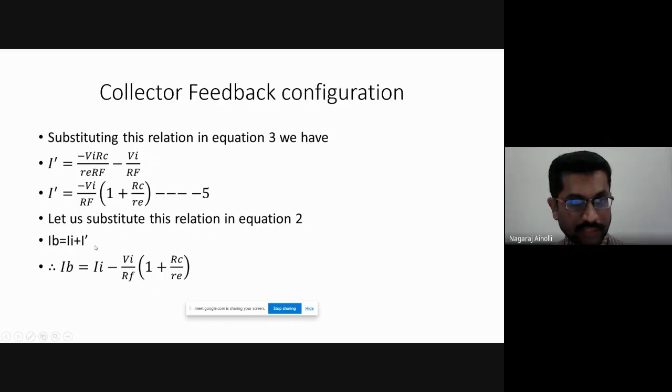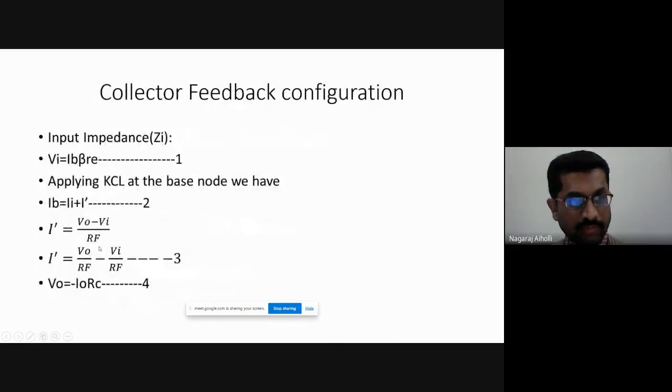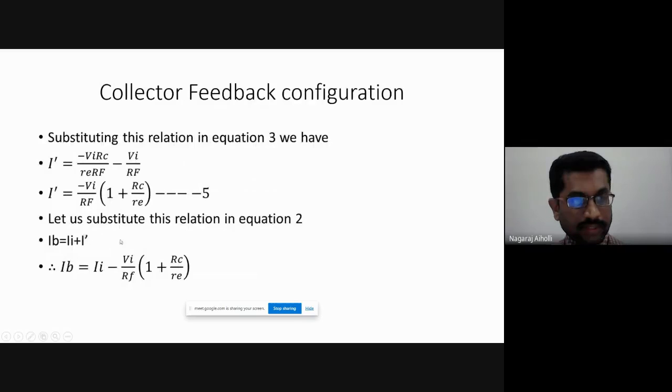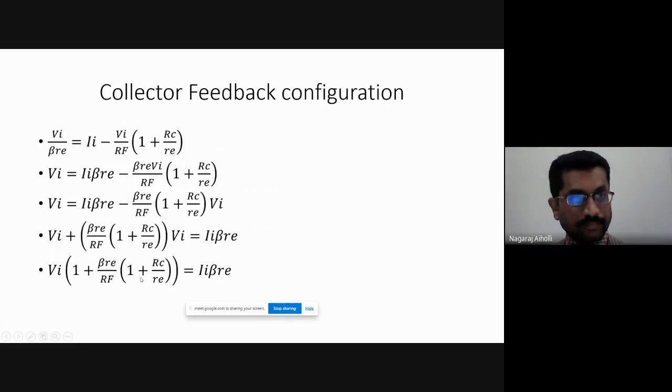IB is II plus I dash. It's equation 2. Go in the backward direction. IB is II plus I dash. Substitute for I dash. Then IB is equal to II plus whatever I dash we are getting. Then we have IB as this equation. And then IB we know is VI by beta RE from the first equation, the input voltage equation. Substitute that. Then we get the equation in the form of VI and II.